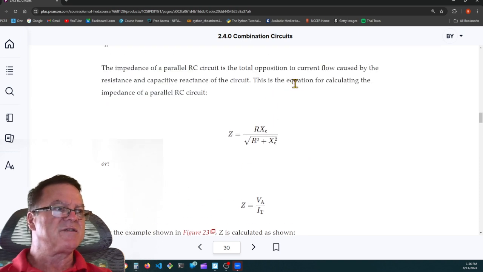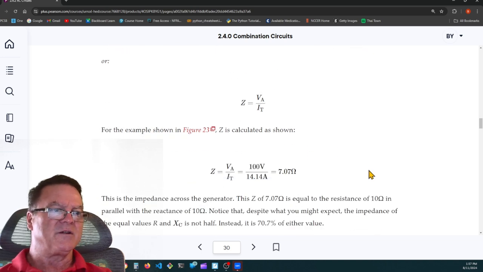So this gives us two ways. This is the equation for calculating the impedance of a parallel RC circuit. They say it's Z equals R times X sub C, product over sum. We're adding them vectorially, so to add them, we have to do the Pythagorean theorem: square root of R squared plus X sub C squared. I like it better just to figure the current, find the total current, and then use that with Ohm's law to find the total impedance of the circuit. It's a little bit easier to do it that way.